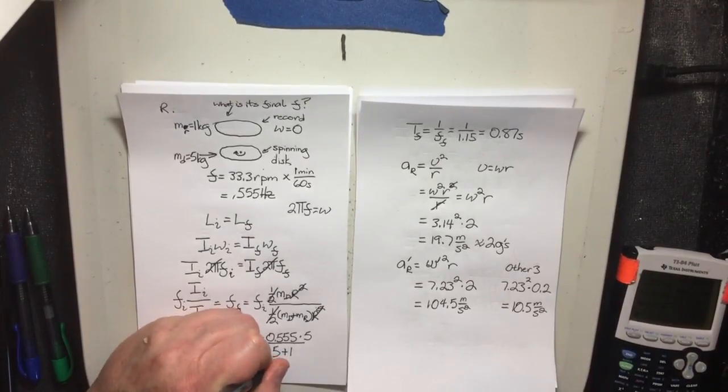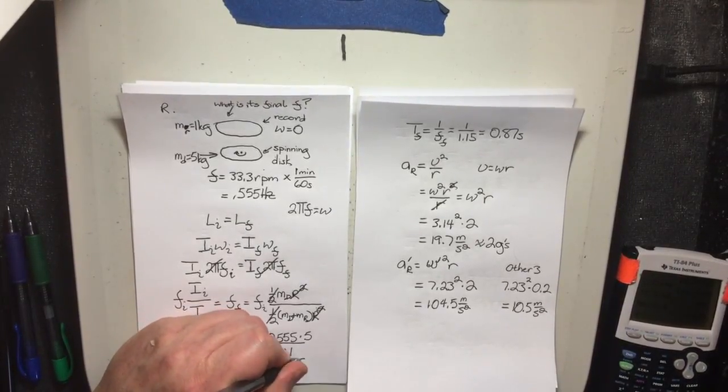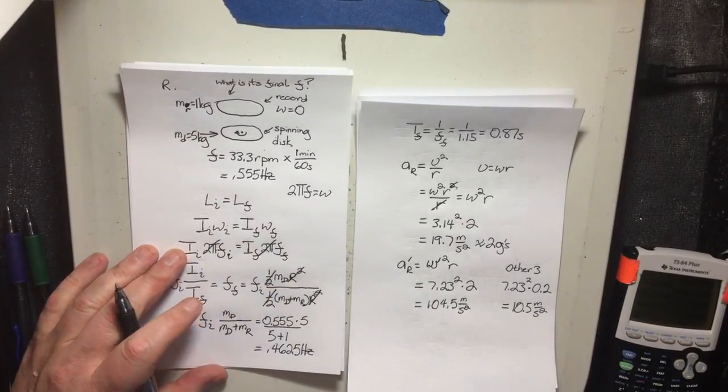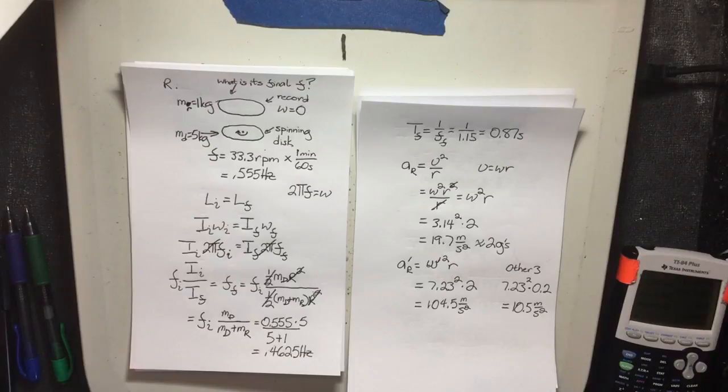And the new frequency is 0.4625 hertz. So the frequency does change a little bit. It would slow down, which kind of makes sense, because if a big mass that's moving hits a small mass that's at rest and they stick, it'll keep moving but not as fast.